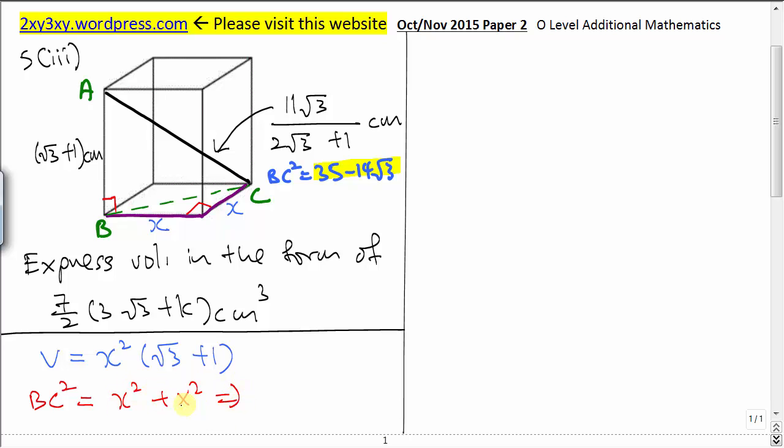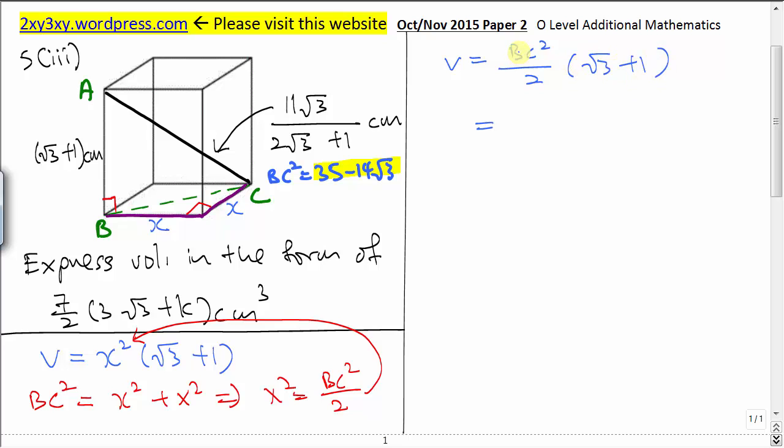We're using Pythagoras theorem. So now we need to make x square the subject of formula. So x square will be BC square over 2. And we are going to substitute this expression into here. Therefore V equal to BC square over 2 times square root 3 plus 1. And in part 2 of the question, we know that the expression for BC square is this whole expression here. So we substitute this value multiplied by square root 3 plus 1, whole thing divided by 2.